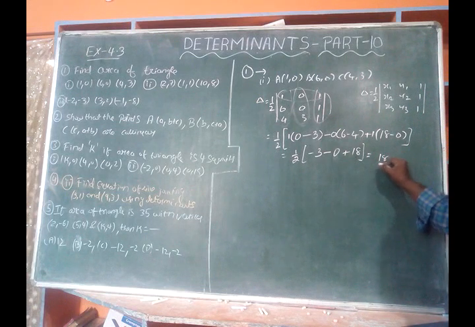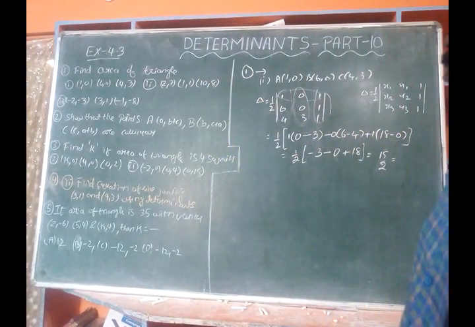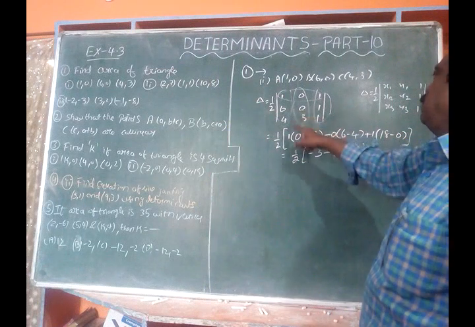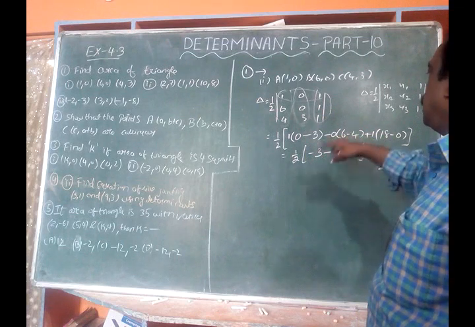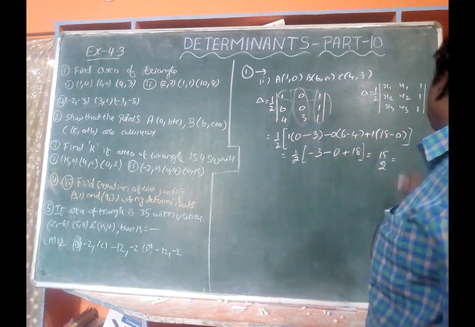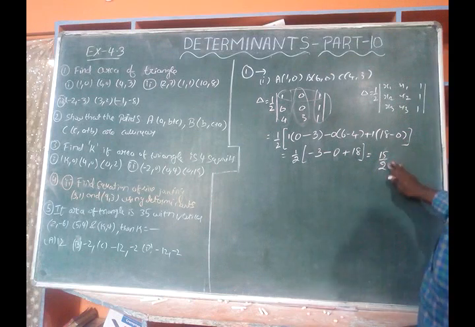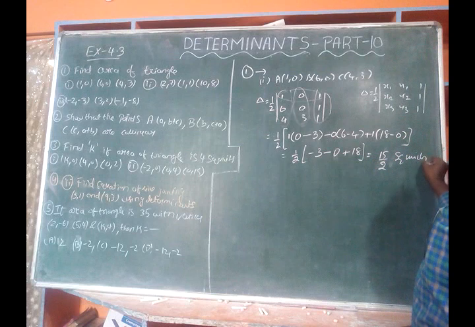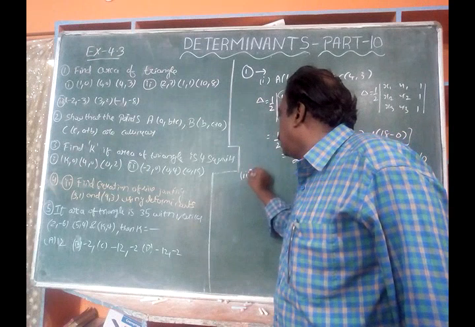It is 18 by, not 18, it is 15 by 2. You see one more time, it is 1, 0 and 6, 0, 4, 0. 1 of 0 minus 3, minus 0 into something is 0, plus it is 1 of 18 minus 0. It is 18. So this is 15 by 2 square units. Next, we'll go to the third one.